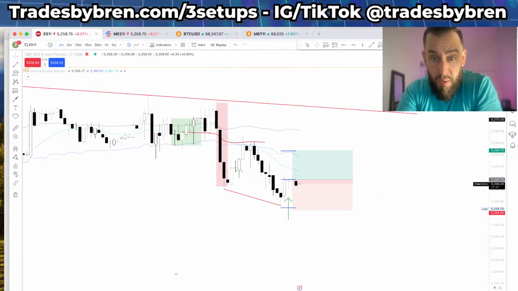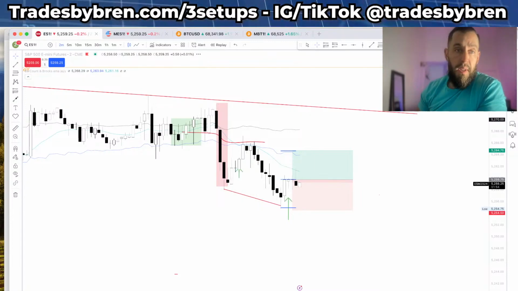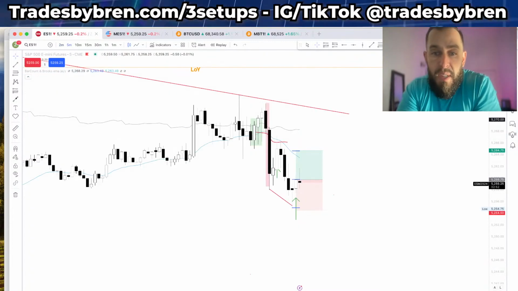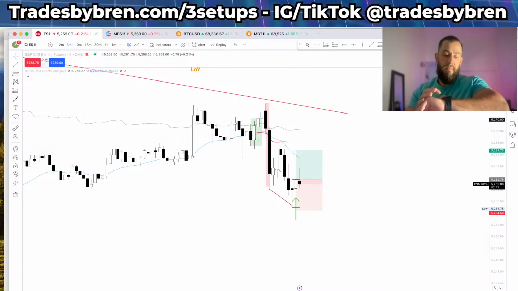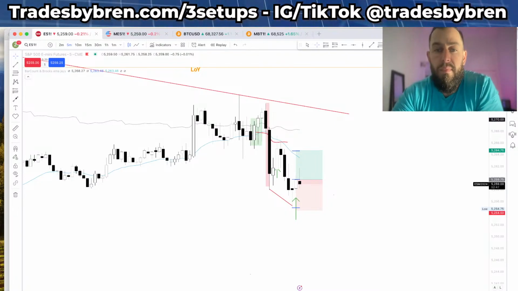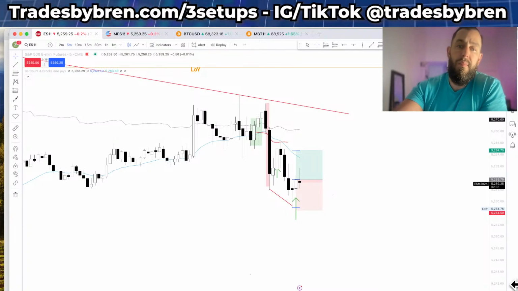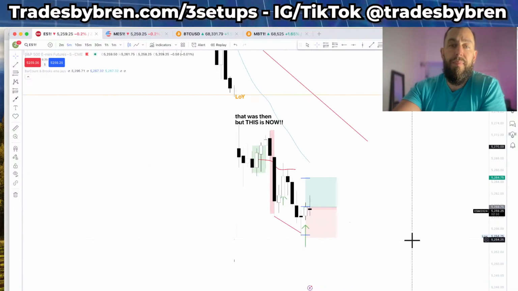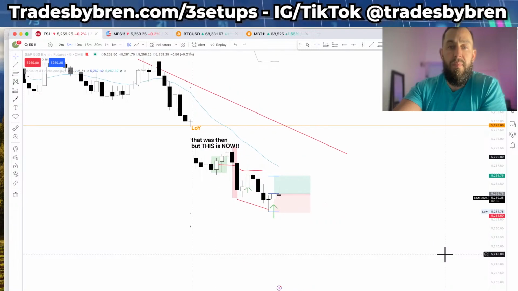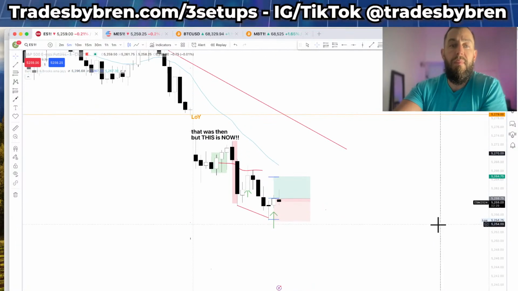Bears are getting a close on the 2-minute. On the 5-minute, not yet. See how this looks on the RTH. Interesting.